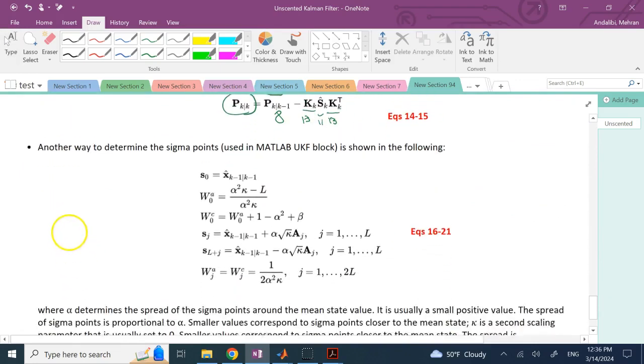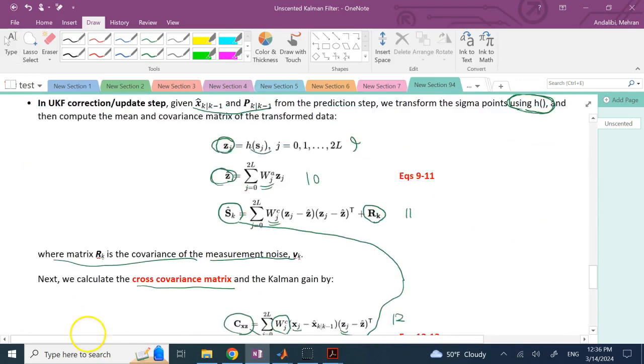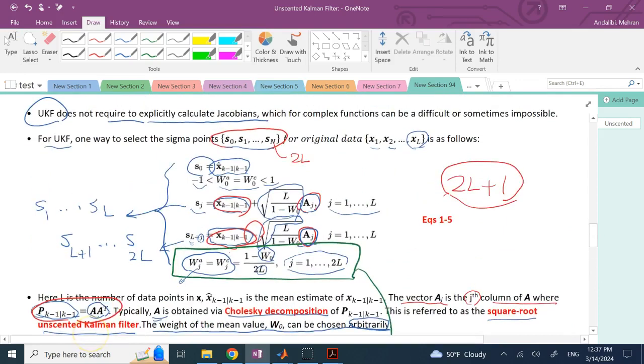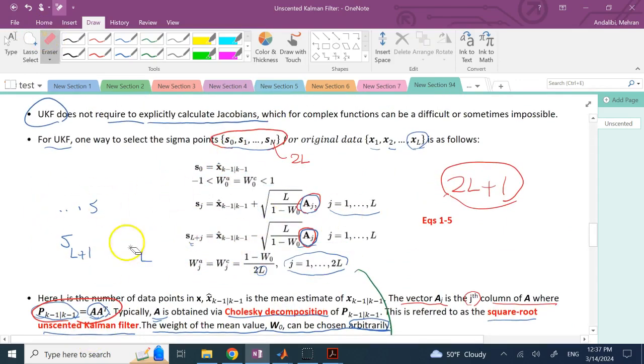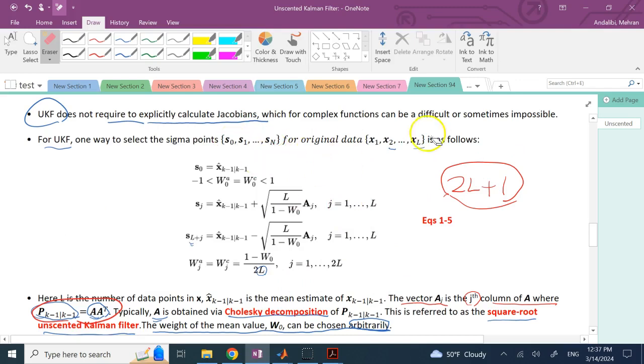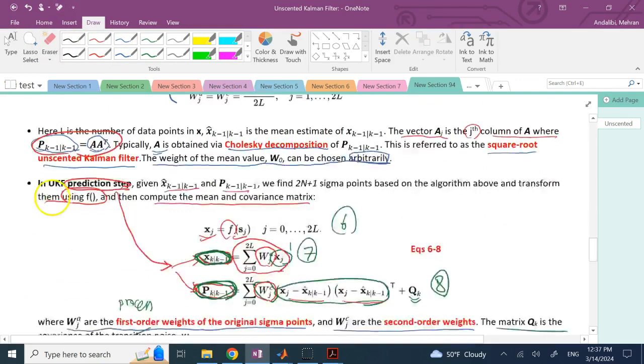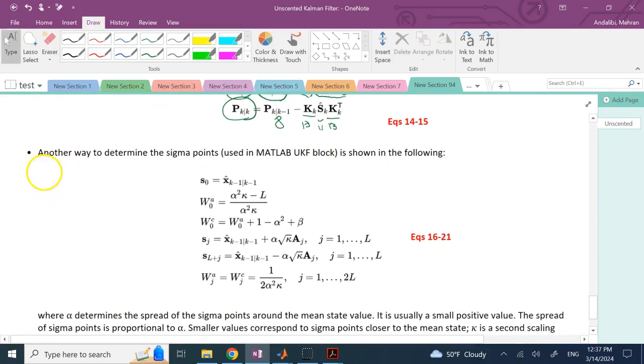Okay. Now, is that the only way, these equations 1 to 5, are they the only way to pick up what? To pick up these sigma points? No. Actually, if you look into the literature, there are more than one method for picking up the sigma points, okay? So these equations have alternatives. One way is shown here.